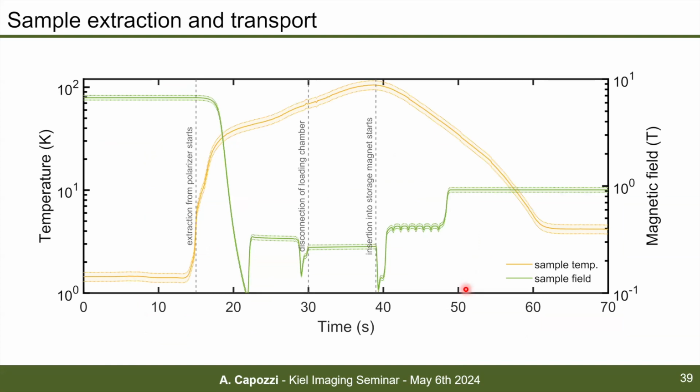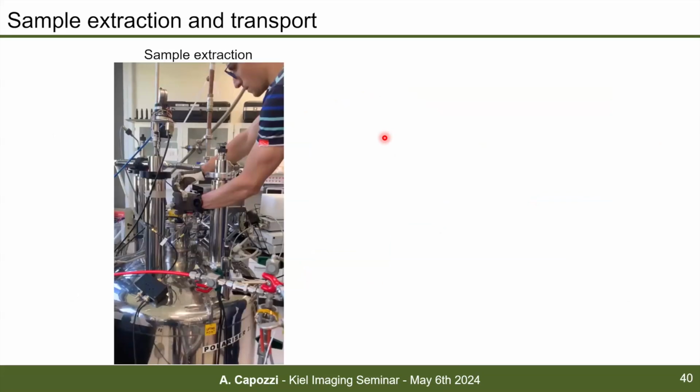During this extraction process, because the extraction is manual, it takes some time. The whole procedure takes 1 minute to lift it up from the polarizer, disconnect the loading chamber, and connect it back to the transportation device. It takes 1 minute, but as long as enough magnetic field is provided, where enough is 50 millitesla, the polarization is locked. So we don't lose basically anything in this transfer, although the sample is heating up to 100 Kelvin or so. So the better way to describe this second step is another video.